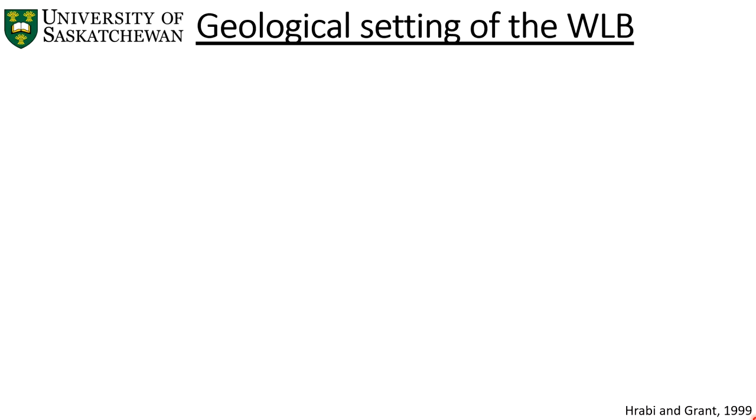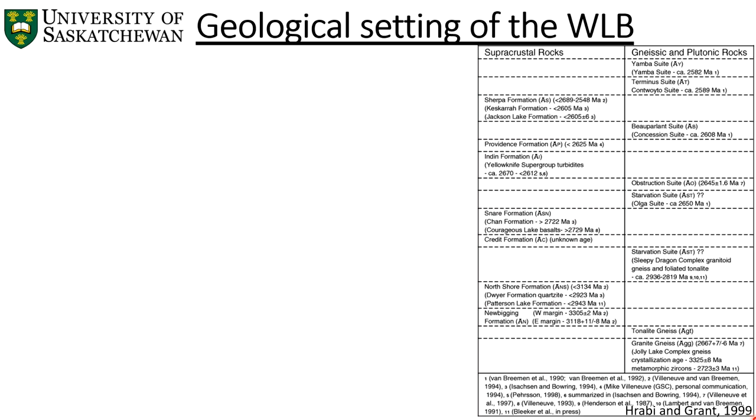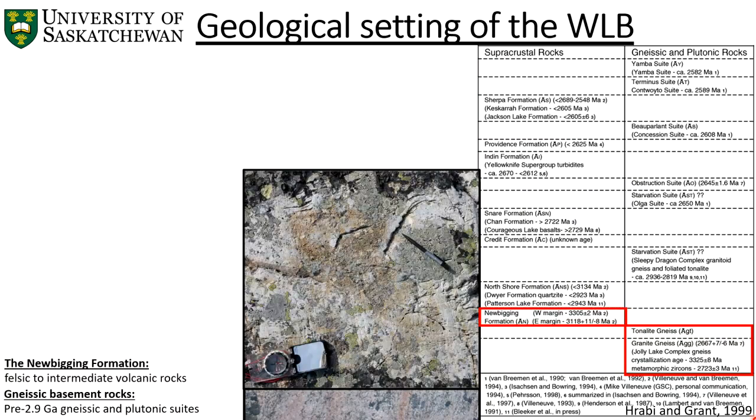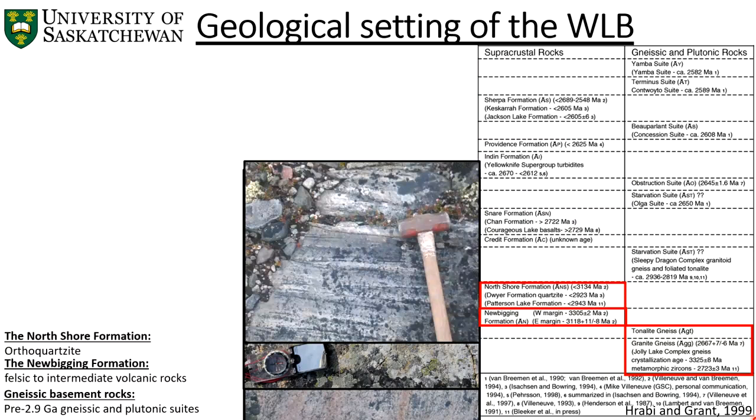So I'm going to go through the lithostratigraphy of the belt. At the bottom, of course, we have the gneissic basement rocks. Then we have the New Beginning Formation, thought to be the oldest supracrustal rocks in the Slave. We have the orthoquartzite from the North Shore Formation, a cratonic formation made of chromatic basalts and schist. Its position in the lithostratigraphy is not very well known, so dating will be critical.